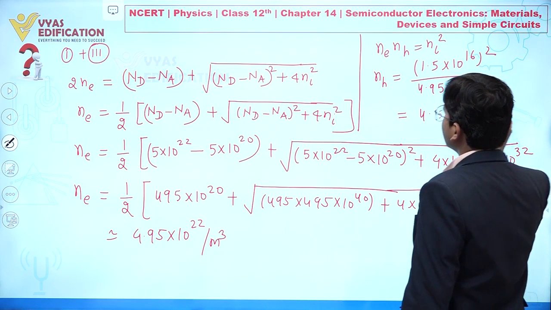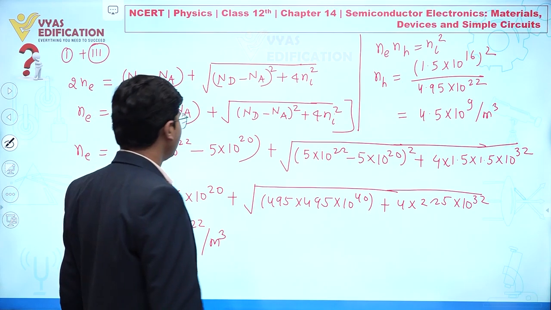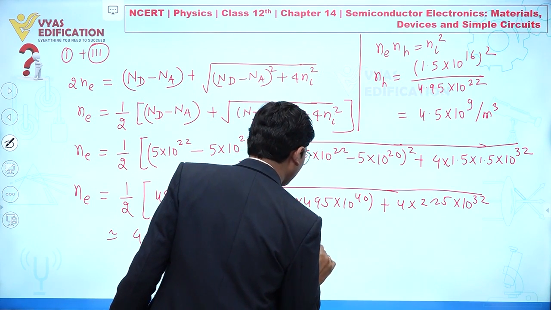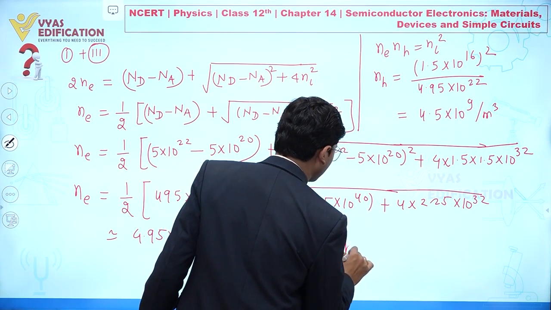Clear? So now if you compare, you can say the number of electrons is greater than the number of holes.